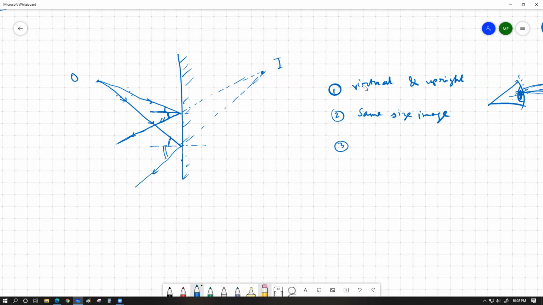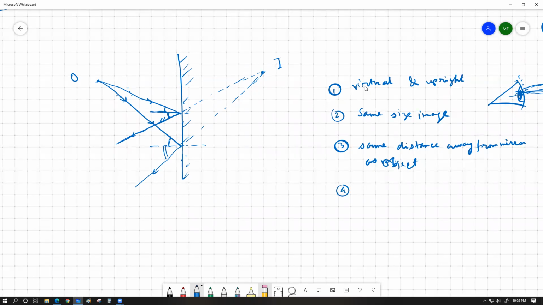The third property: the image is the same distance away from the mirror as the object. The sequence actually doesn't matter; you can rewrite them in a different sequence.